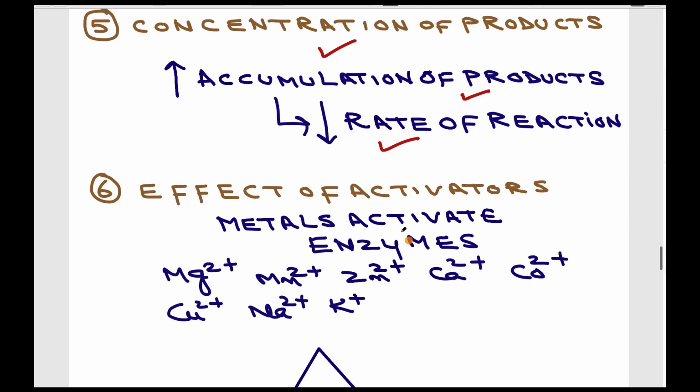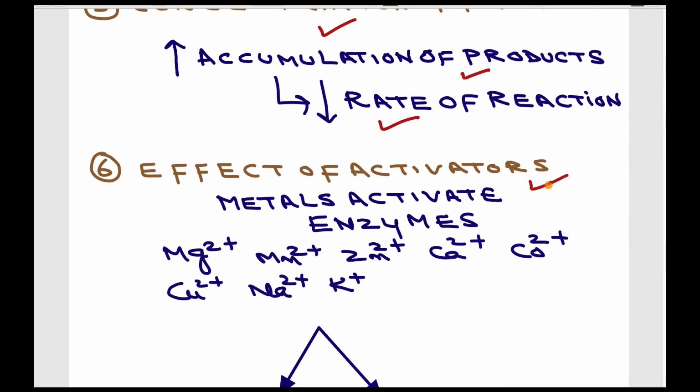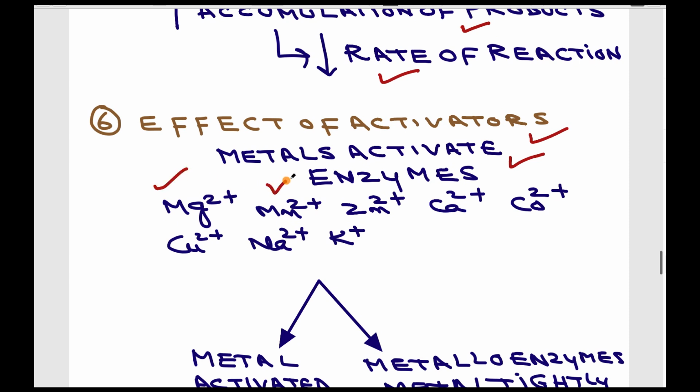Okay, then the effect of activators. The presence of the enzyme itself is not sufficient. Coenzymes and cofactors are required for any catalyzed reaction. Enzyme cannot act alone. It has to have some assistance in the form of coenzymes or cofactors. There are metal cofactors that activate the enzymes, like magnesium, manganese, zinc, calcium, cobalt, copper, sodium, potassium, and many others.